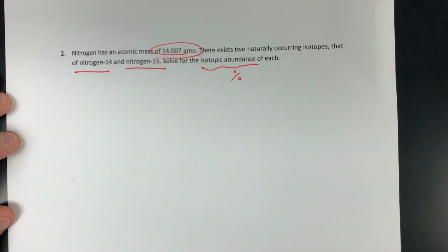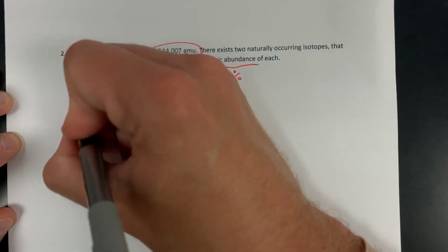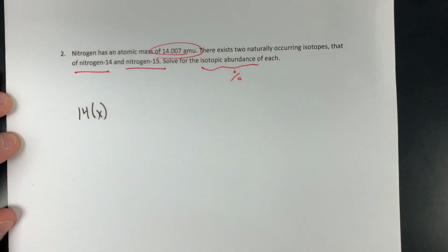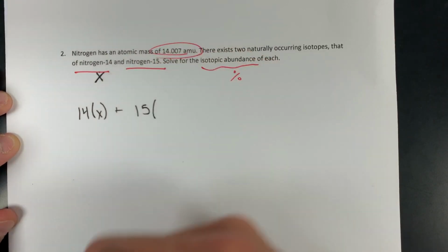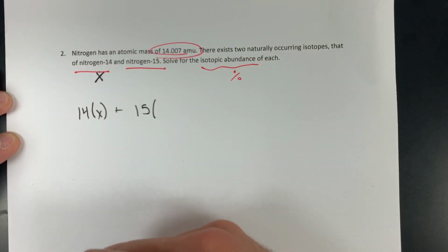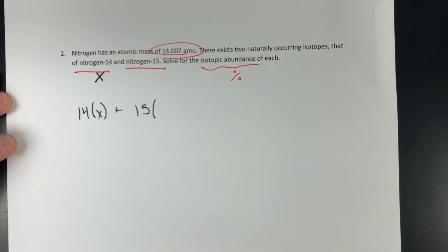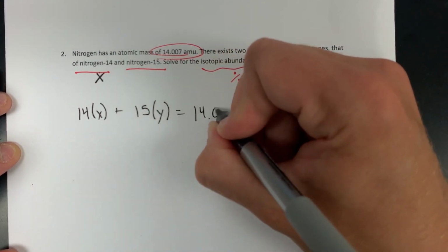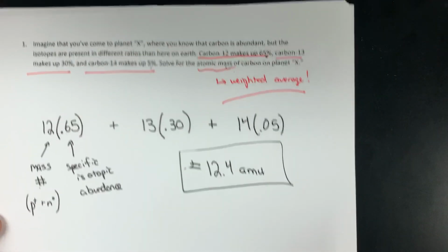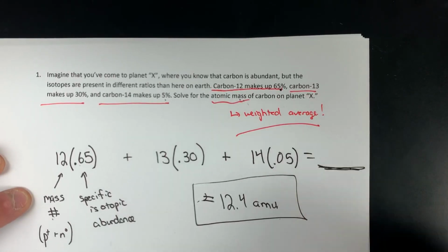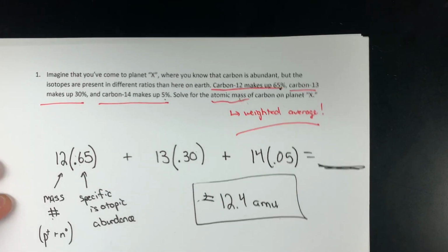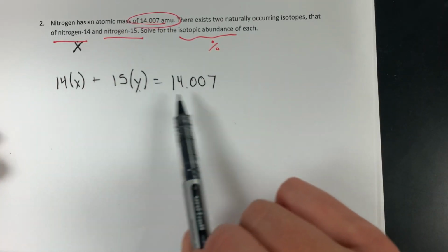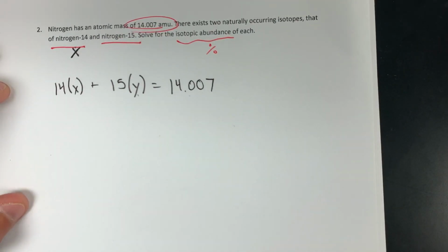Let's say we were to try to set this problem up similarly to the last problem. I would take 14 multiplied by some percentage. I don't know what that percentage is for nitrogen-14, so I'll just call that X right now. I'm going to add to that nitrogen-15 multiplied by its percentage. Again, I don't know what that is, so that's going to be Y. And I'll set that equal to the atomic mass, 14.007. You'll notice in that last problem we were solving for the atomic mass because we were given percentages. In this problem, we are not given percentages; rather we're given that final value.